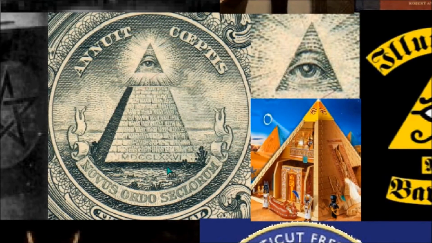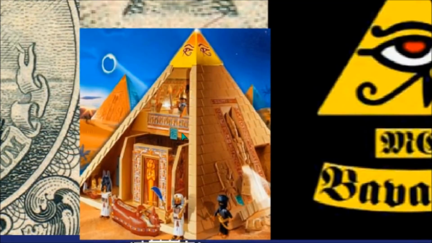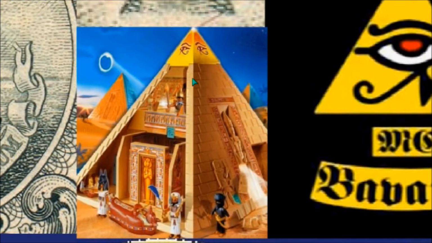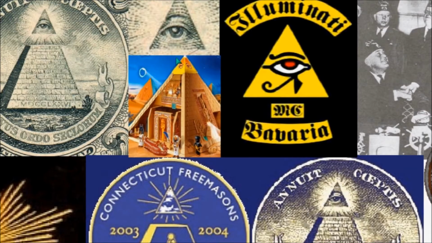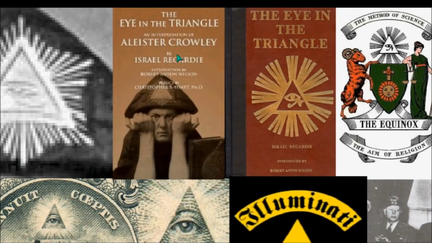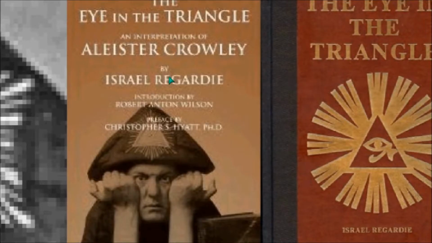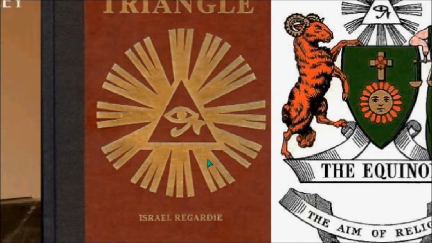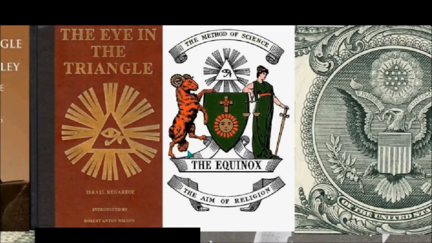We can see here this child's toy has the correct interpretation of the eye on top of the pyramid and the Egyptian style eye. You can see here the eye in the triangle. Aleister Crowley has written, or in the interpretation of it, the eye in the triangle as well. Again, you can see the Egyptian pyramid.